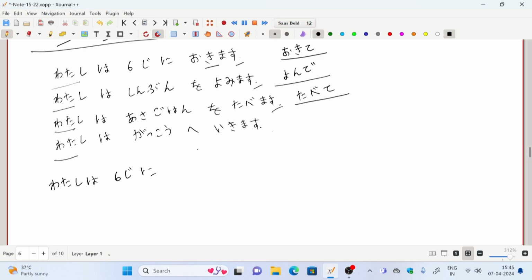Watashi wa rokuji ni okite. Then shimbun o yonde. Then asa gohan o tabete.